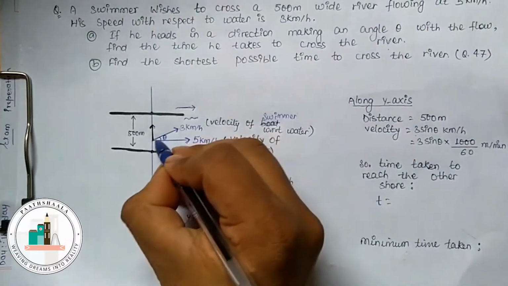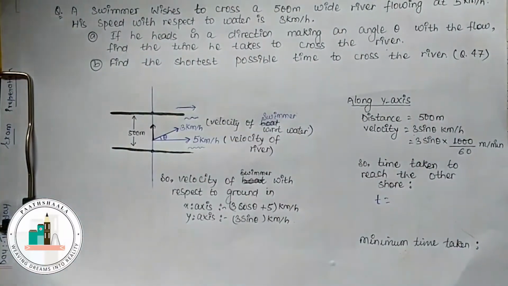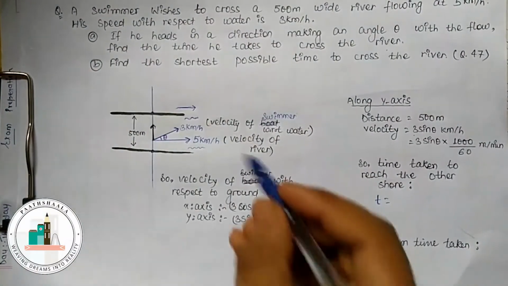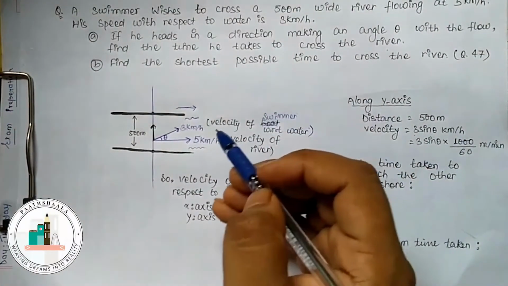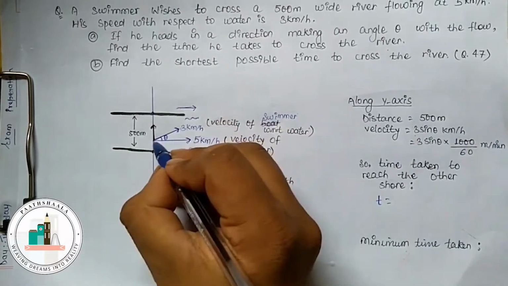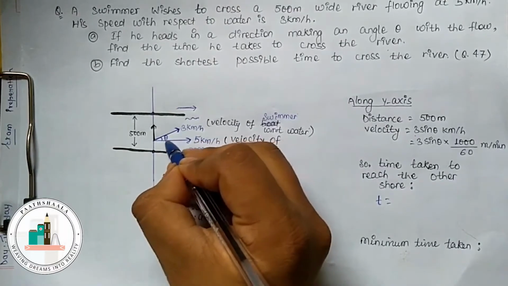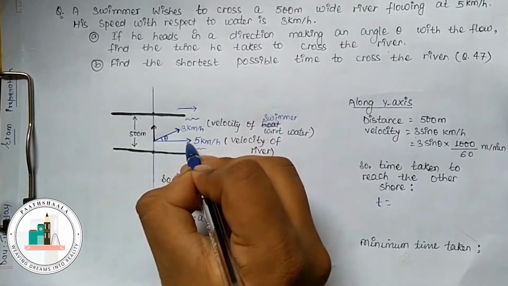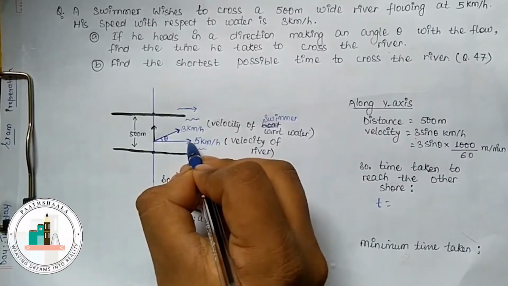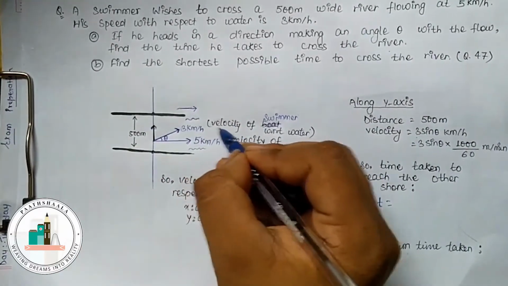So suppose this velocity vector indicates the velocity of the swimmer with respect to water, and it is given in the question that he is making an angle theta with the flow of the river. So the velocity vector of the swimmer will be drawn like that. It is making an angle theta with the flow of the river. The flow of the river will be in this direction and the velocity of the swimmer is given as 3 km per hour.